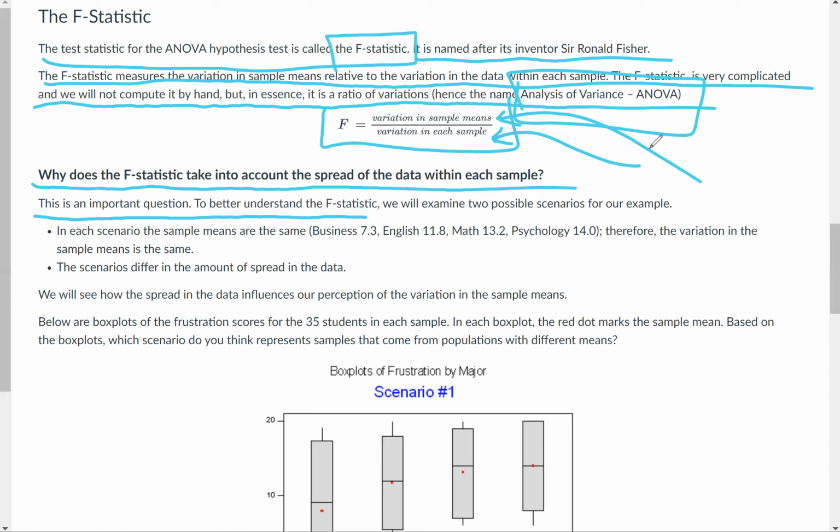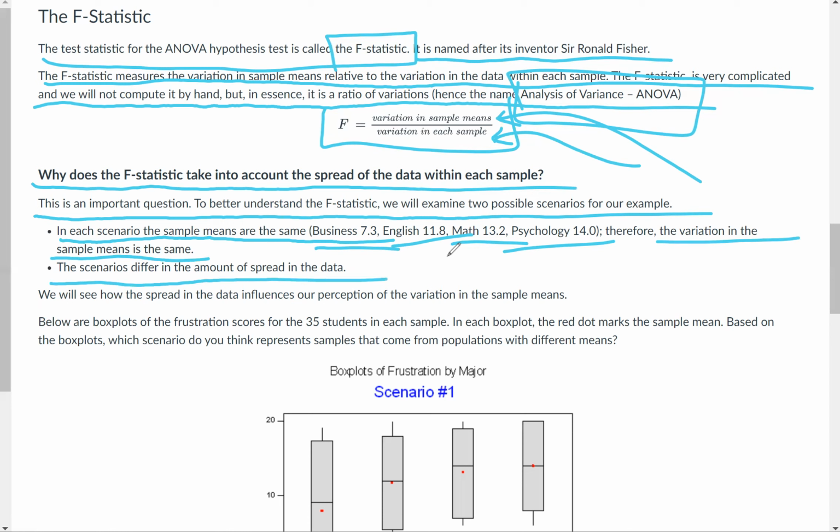To better understand the F statistic, we will examine 2 possible scenarios for our sample. In each scenario, the sample means are the same. For example, business 7.3, English 11.8, math 13.2, psychology 14.0. No matter what, in each scenario the sample means are the same. Therefore, the variation in the sample means is the same. But the scenarios differ in the amount of spread in the data. We will see how the spread in the data influences our perception of the variation in the sample means.